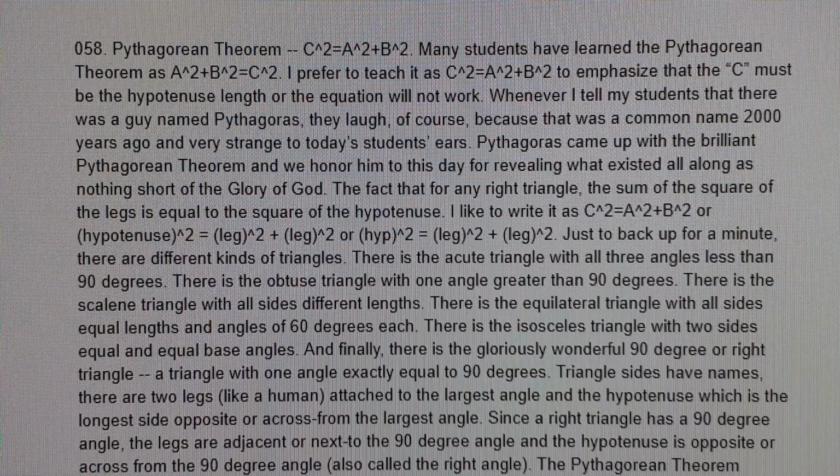Furthermore, students must learn that the Pythagorean theorem is for right triangles (triangles with one 90-degree angle only). The Pythagorean theorem is hypotenuse squared equals leg squared plus leg squared, or c squared equals a squared plus b squared. Related words: hypotenuse, legs, sides of a right triangle, opposite, adjacent, right angle, right triangle.